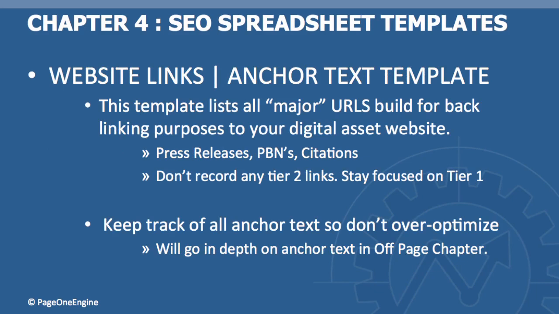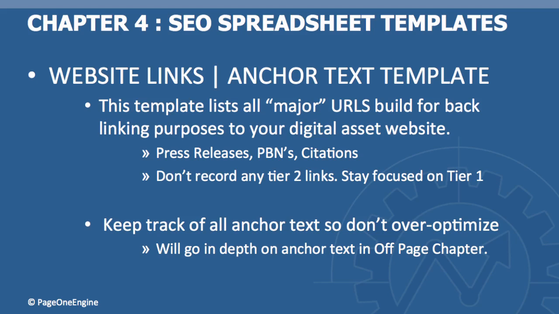Okay, so this is the first template, the website links anchor text template. This template will list all of the major URLs that you build back to your digital asset. By major, I mean PBNs, citations, and press releases. These are all going to be your tier 1 links. So don't worry about the tier 2 linking. You really only need to focus on storing all the data of your tier 1s in one place. So in the future, if you trigger a penalty, you can go in here, find the links that triggered the penalty, and change the anchor text quickly.